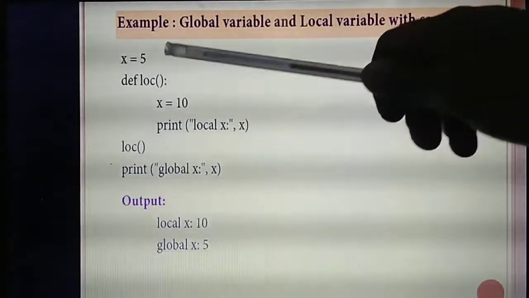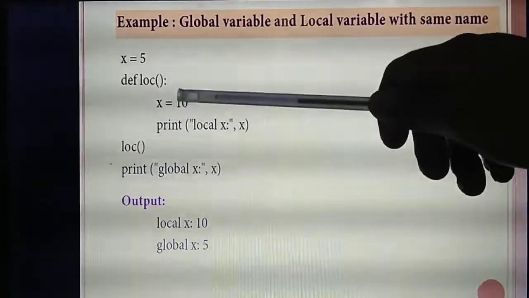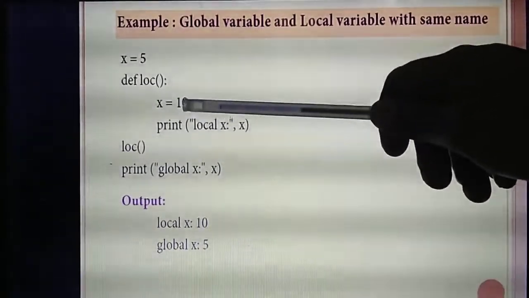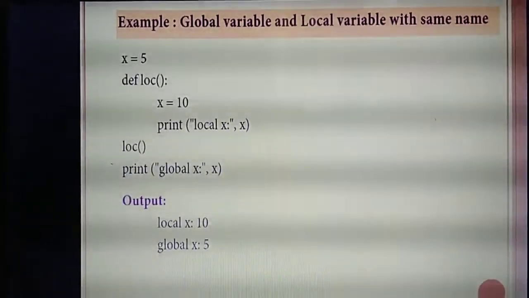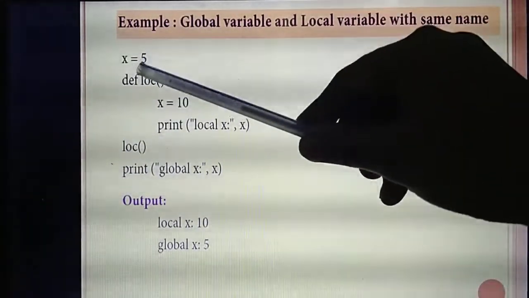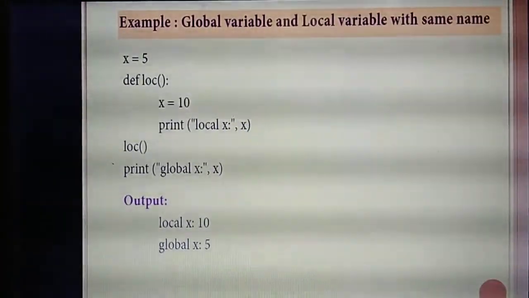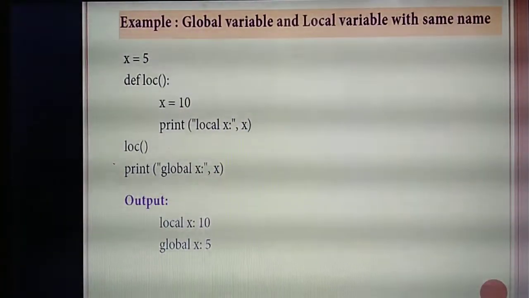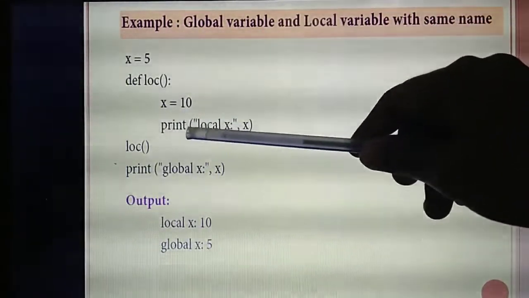A variable defined inside the function we are calling is a local variable. So which variable is a local variable? x equal to 10. This variable you have defined inside the function. Outside the function you are giving the value x equal to 5. That is called a global variable. Understand?